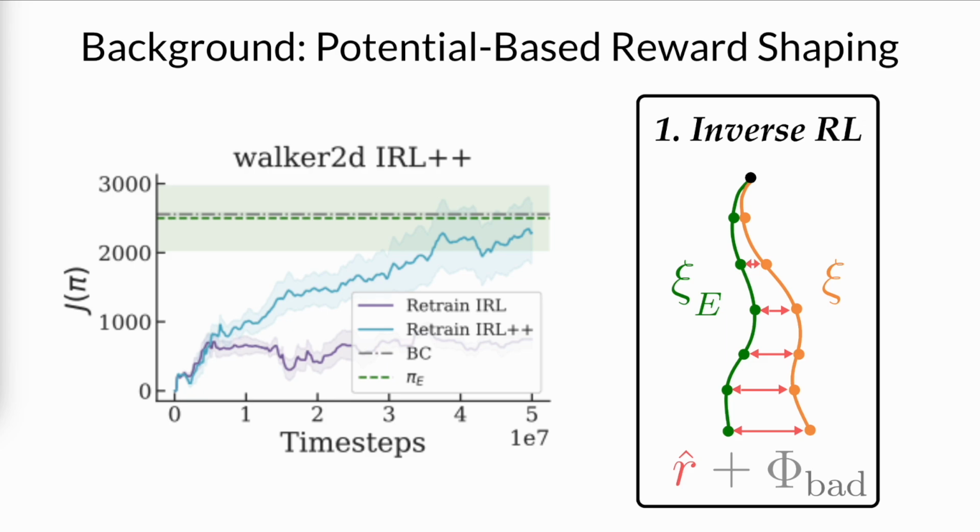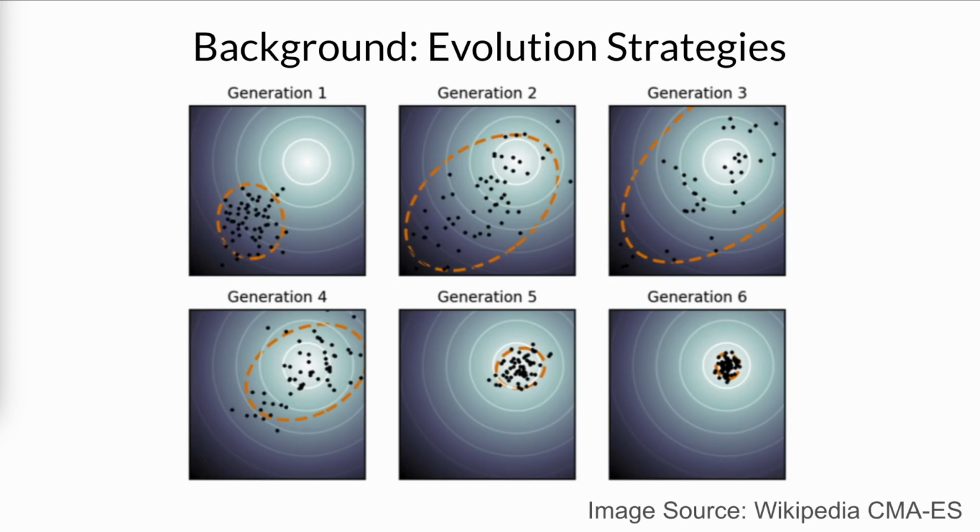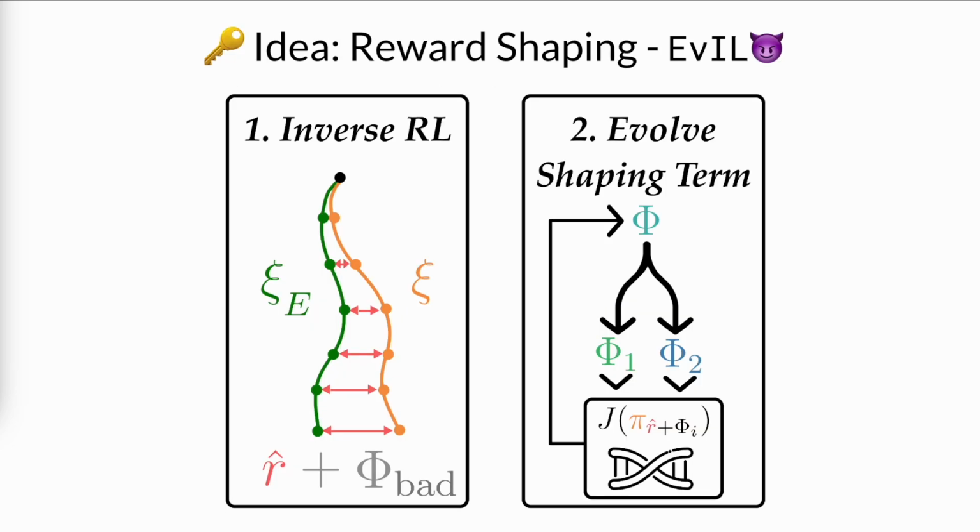Effectively, our assumption is that the IRL process recovers a badly shaped reward function, and we want to meta-optimize this term to instead obtain an optimal shaping term. But how are we going to do this? Well, evolution strategies. Evolution strategies algorithms are zeroth order, population-based methods and are well suited for meta-optimization problems where the objective function is noisy or non-differentiable. So to put it all together, we first use IRL++ to improve the effectiveness and then ES-based shaping to improve efficiency.